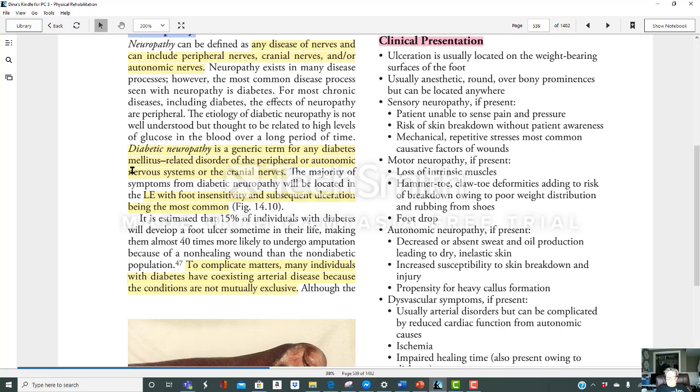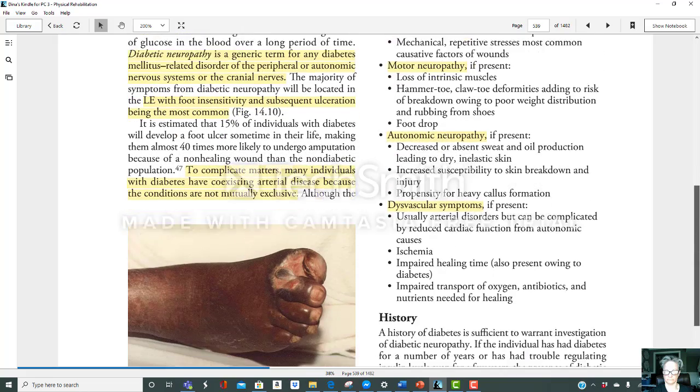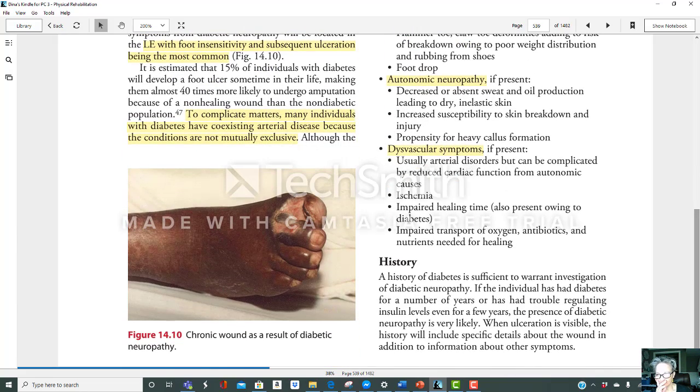Motor neuropathy, if present, causes loss of intrinsic muscles, hammer toe and claw toe deformities, adding to risk of breakdown owing to poor weight distribution and rubbing from shoes. Foot drop. Autonomic neuropathy, if present, causes decreased or absent sweat and oil production, leading to dry, inelastic skin, increased susceptibility to skin breakdown and injury, and propensity for heavy callus formation. Dysvascular symptoms, if present, are common, usually arterial disorders, but can be complicated by reduced cardiac function from autonomic causes.